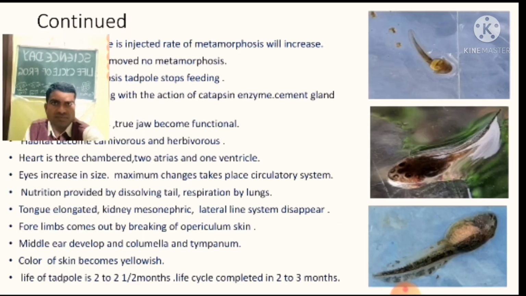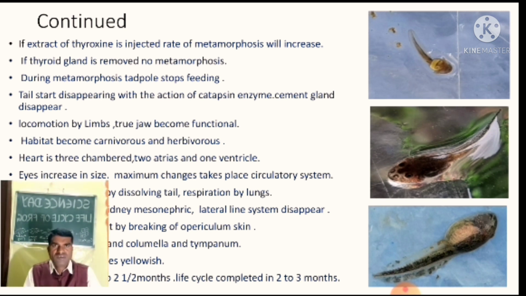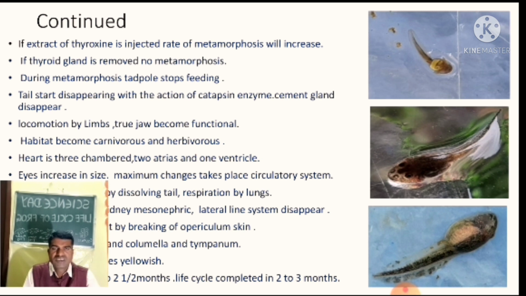And next, the continuation part. If an extract of thyroxine is injected, the rate of metamorphosis will increase. If the thyroid gland is removed, there is no metamorphosis. During metamorphosis, the tadpole stops feeding, the tail starts disappearing with the action of cathepsin enzyme, and cement glands disappear. Locomotion is by limbs, and the true jaws become functional. Diet becomes carnivorous and herbivorous. Heart is three chambered now, two atria and one ventricle. So it is the developmental stage.